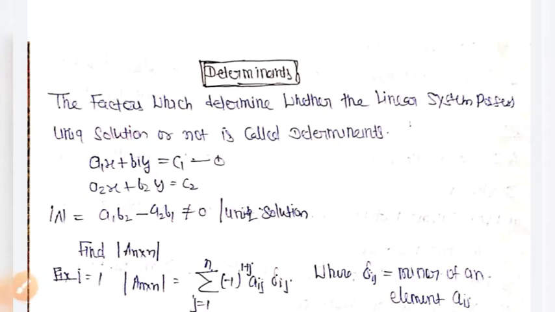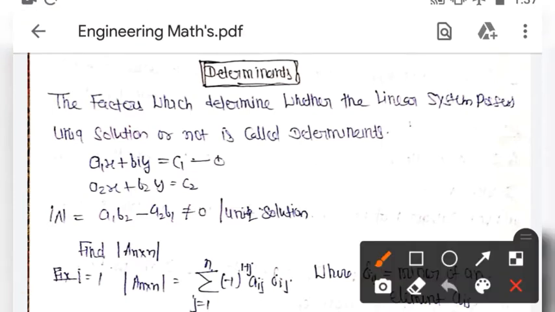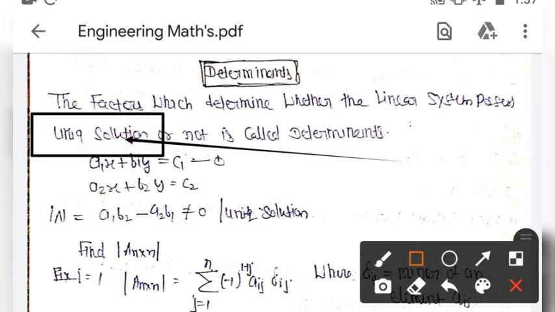Determinants. The definition of the determinant is: the factor which determines whether the linear system possesses a unique solution or not is called the determinant. So the motive behind finding the determinant is to know whether the linear system is unique or not. So how do we tell through the determinants that a linear system is unique or not?